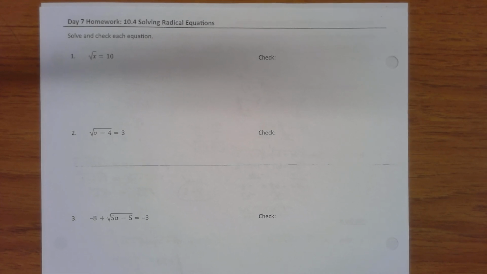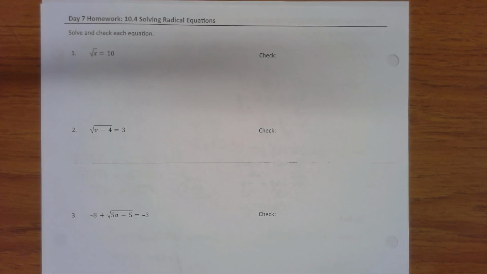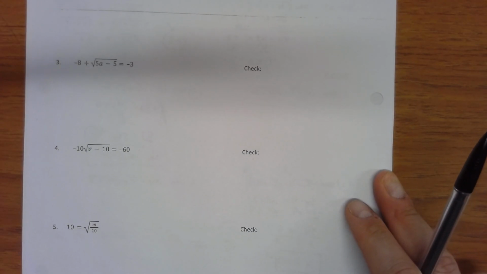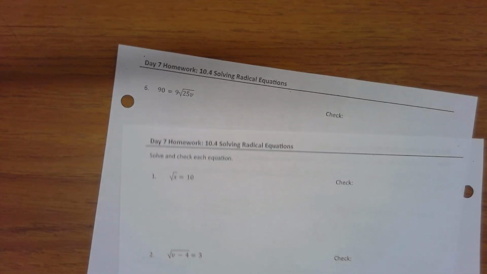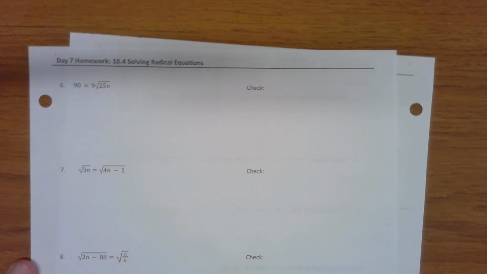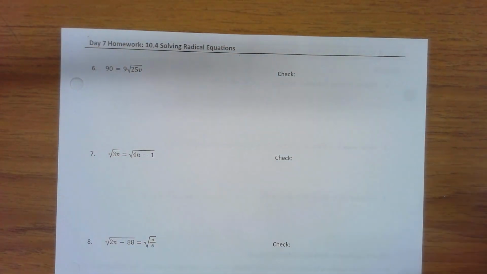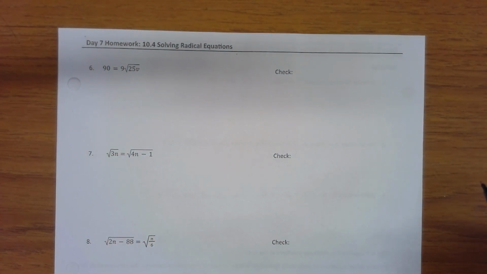Then you're going to square both sides. Then you're going to solve the equation just like normal. And the last thing you always want to do is you're going to check your answer. Please check your answers to receive credit for your homework. You have to do that. There's one radical on top of page 29. Number 6 is the last one with one radical.